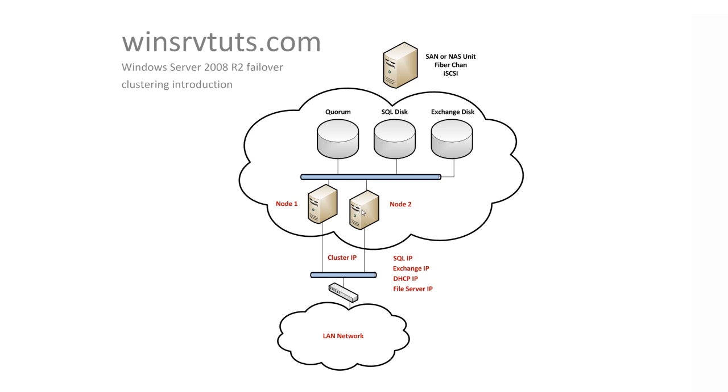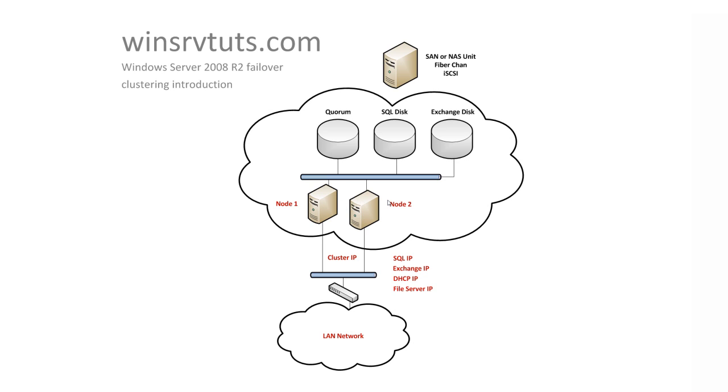So an active passive cluster is exactly what it sounds like. You have one active node that is handling all the requests for traffic from your local area network or from the internet or wherever your traffic is coming from. In this case node 1 is handling all the traffic that is being sent to the cluster, and that would be referred to as the active node. You have node 1 and node 2, and the nodes are just the servers that comprise the cluster.